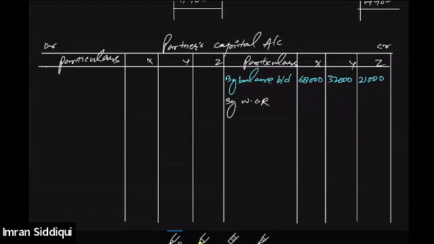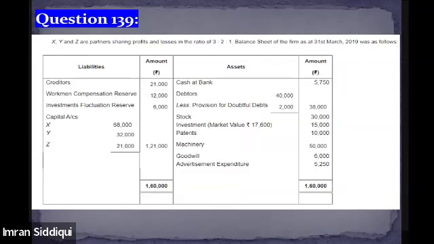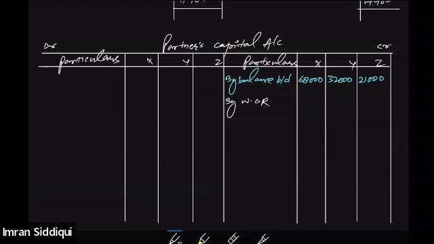When you distribute it among the partners, out of 12,000, since they share in the ratio of 3:2:1, they will be getting 5625, 3750, and 1875. And similarly, you'll do the same for the investment fluctuation reserve as well.